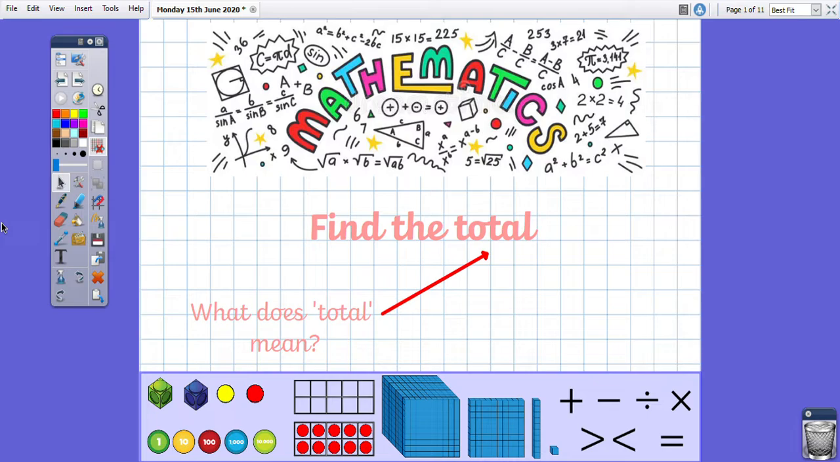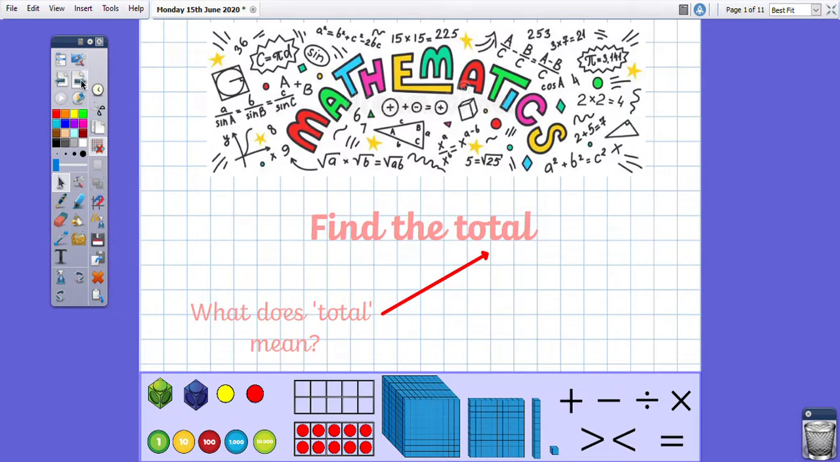Today we are looking at problems involving money, and finding the total. What does total mean? I want you to have a think, and you can either email me or Miss Smith and let us know, or just jot it down or tell somebody at home. But the total is when you add things together and it's the amount you have at the end, so everything all together.